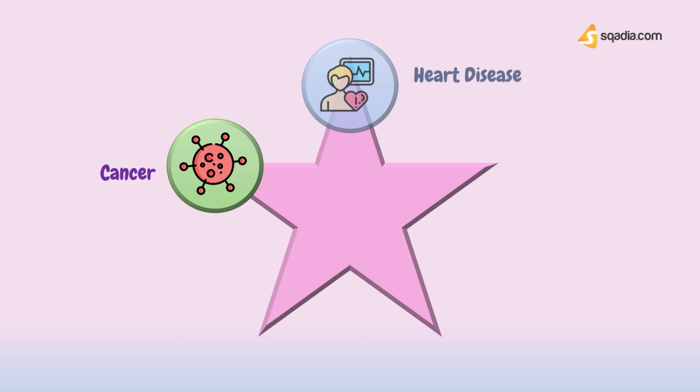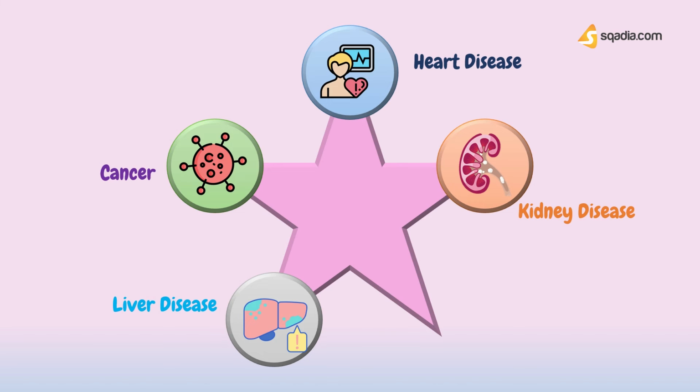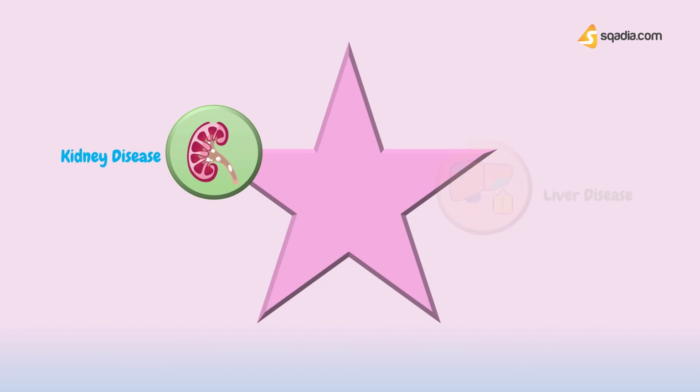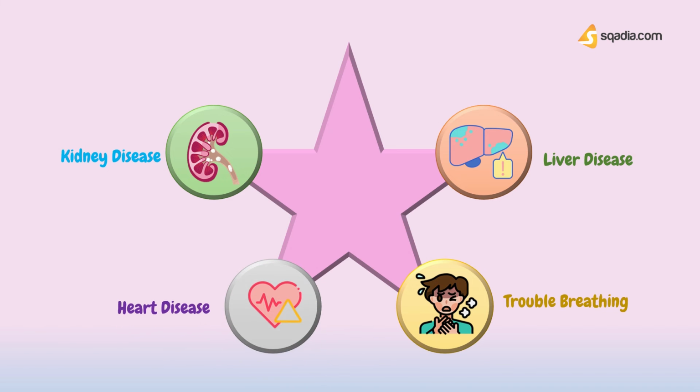Now, if the patient shows symptoms like cancer, history of heart disease, kidney problems, history of liver disease, then this might give you an indication that the patient has ascites. This is an abnormal collection of fluid in the abdomen. Now, if the patient has history of kidney disease, history of liver disease, trouble breathing, history of heart disease, then this might give you an indication that the patient has organ failure. Organ failure is failure of the heart, kidney or liver to function properly.